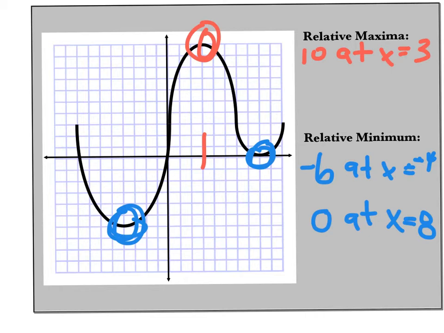So two minimums, -6 and 0. The -6 happens when x is -4. The 0 happens when x equals +8. So that's how we find maximum and minimum.